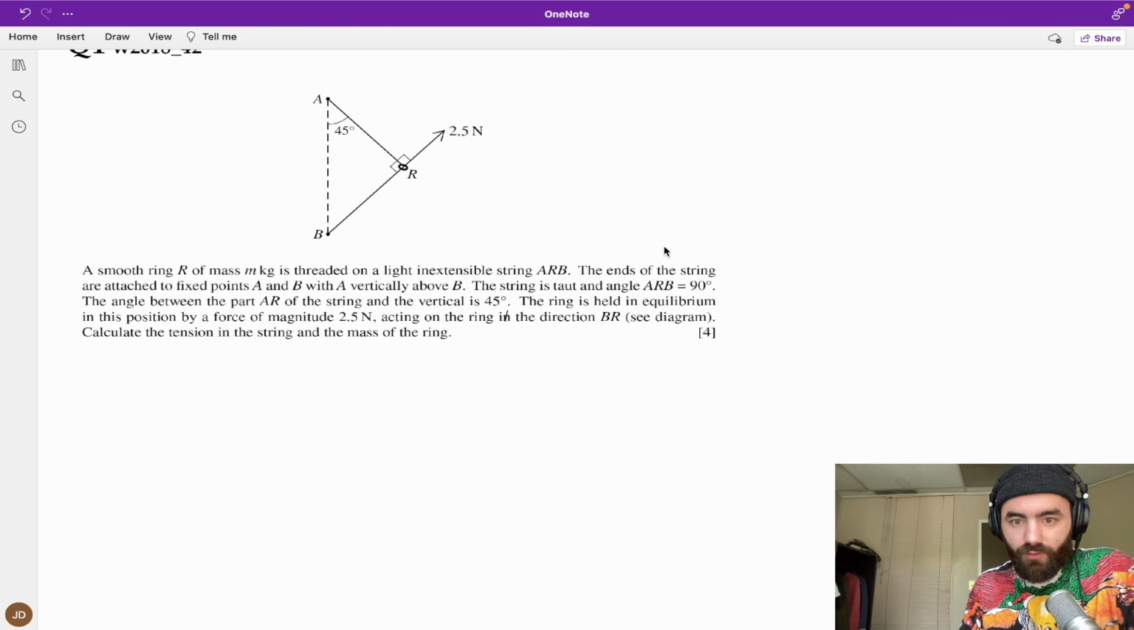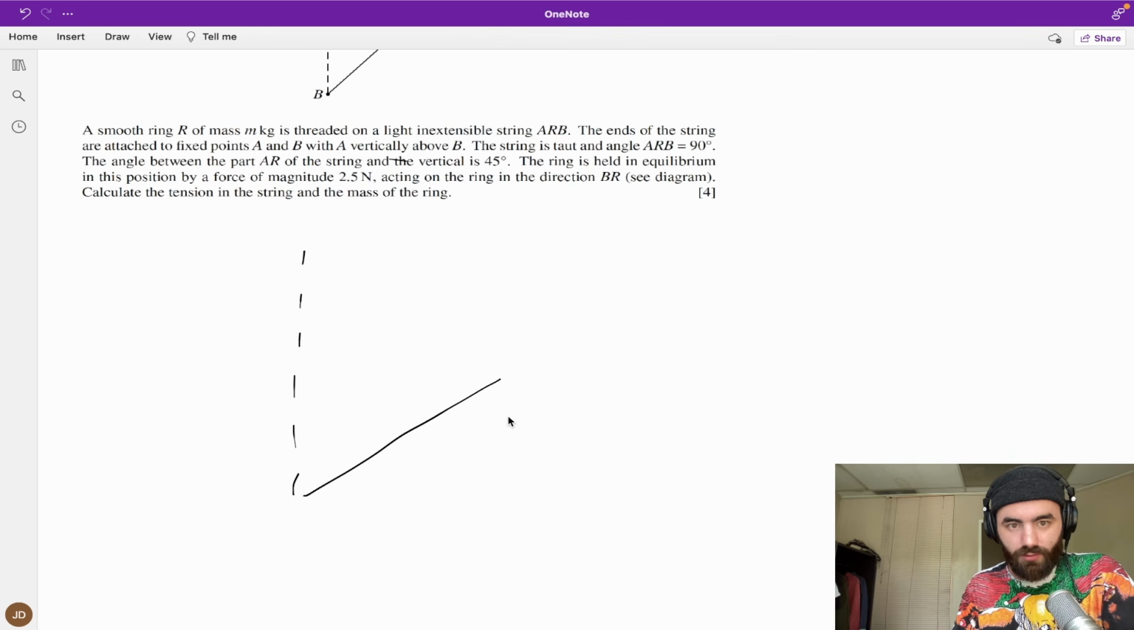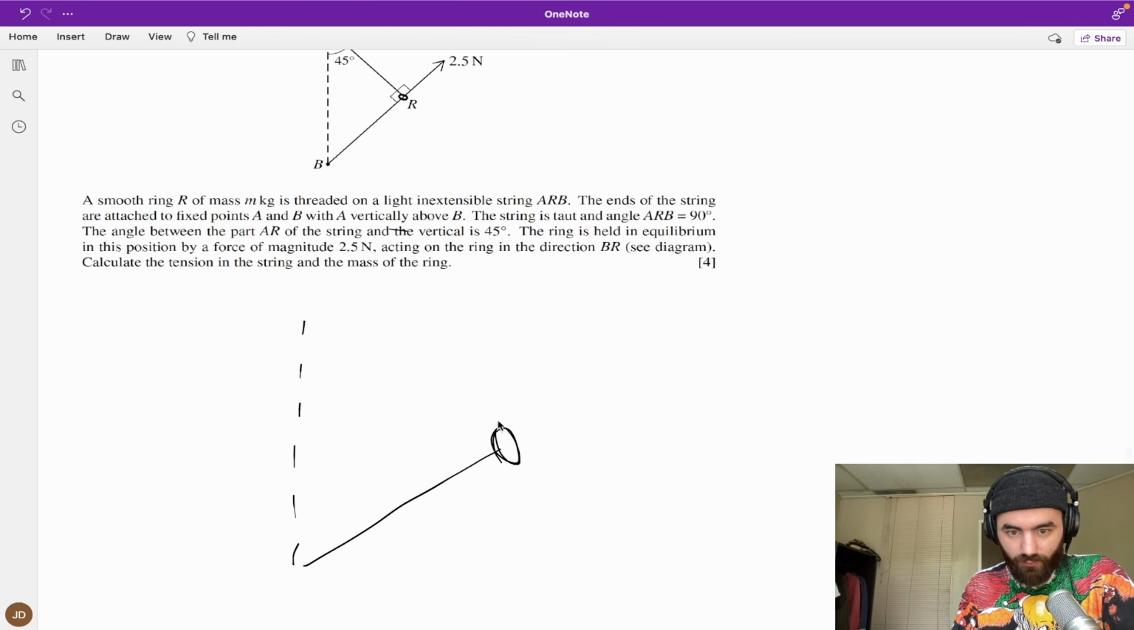The ends of the string are attached to, so basically explaining what we've got here, and it's held at equilibrium, which means the resultant force will be 0. Calculate the tension in the string and the mass of the ring. Okay, let's redraw this string, which is fed through this ring, so it goes through it.